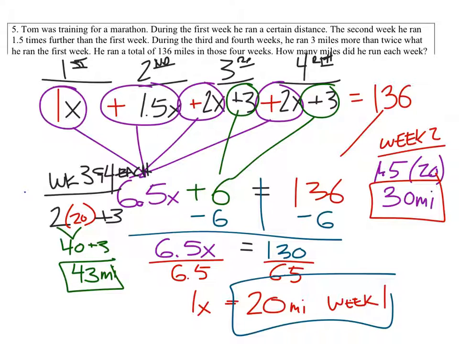So yeah, we should check. Week 1, 20 miles. Week 2, 30. Week 3, 43. And week 4, another 43. That should be 133, 136 miles total. So this checks out.